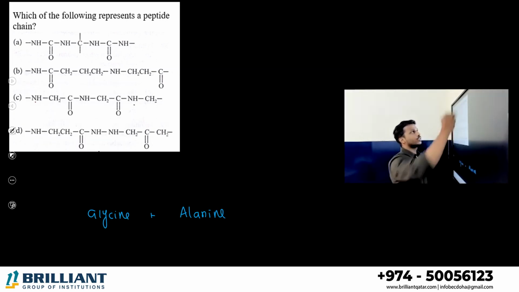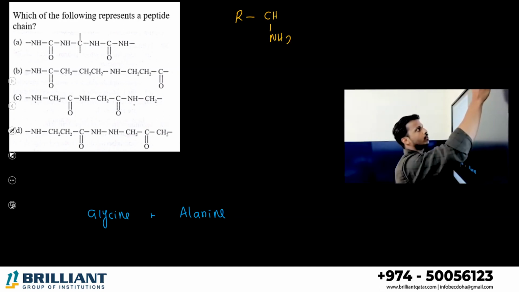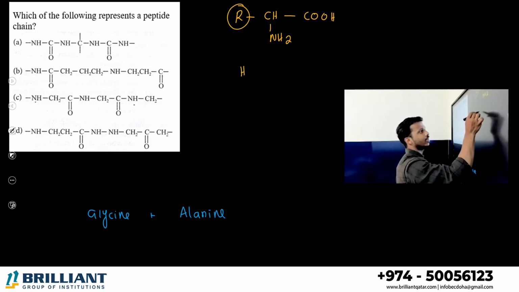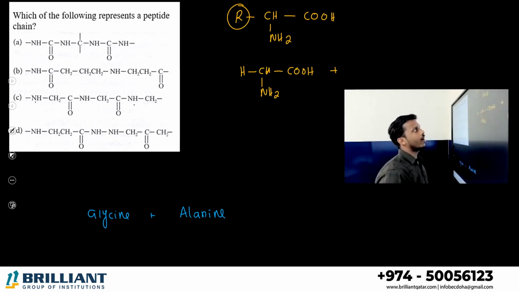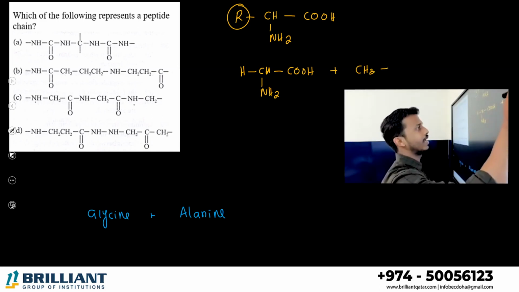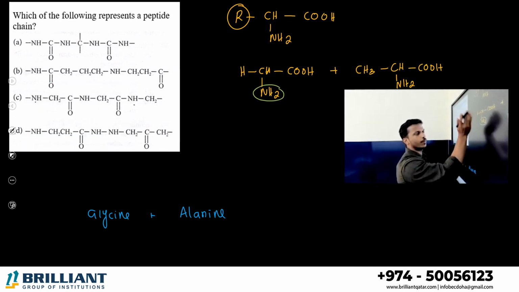The general formula I told you is R-CH(NH2)-COOH. If the R group is hydrogen, then it is called glycine, an amino acid. If the R group is CH3, it is called alanine. Let me take glycine and alanine in another way, with the NH2 group on the left side.